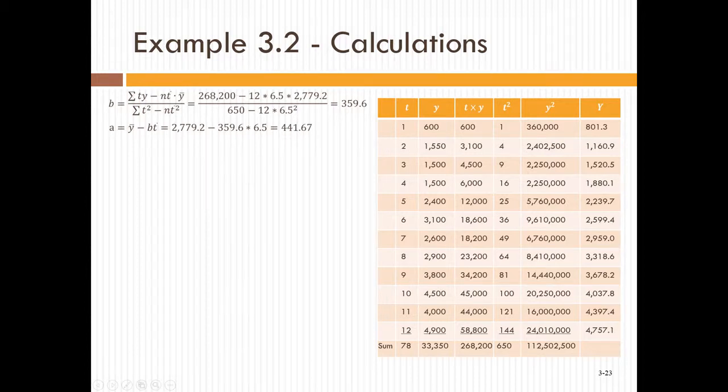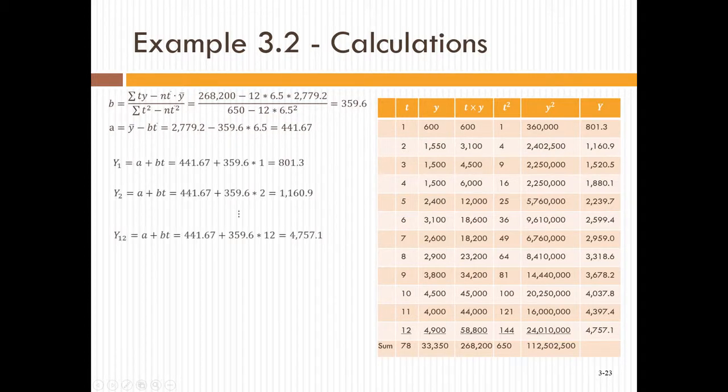We finished that calculation, and we understand that b is 359.6. I want to clarify. At first I was thinking that this was the average t squared, so I was going to take 650 divided by 12, but really it's the sum of the t's divided by 12 to get the average of 6.5, and then we square that. Make sure that you're clear on that: for this average t squared, we're taking the average of t and then squaring it.